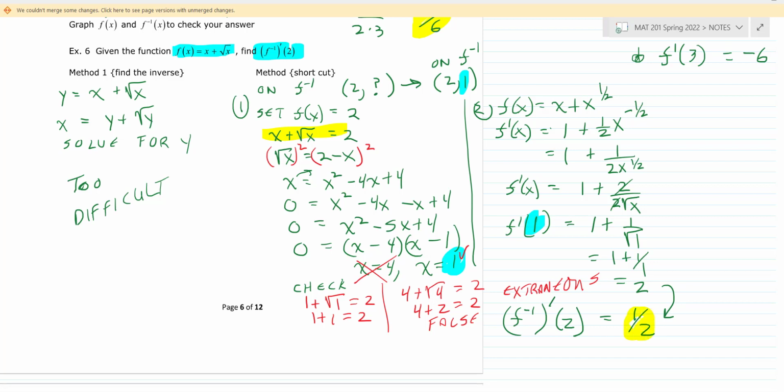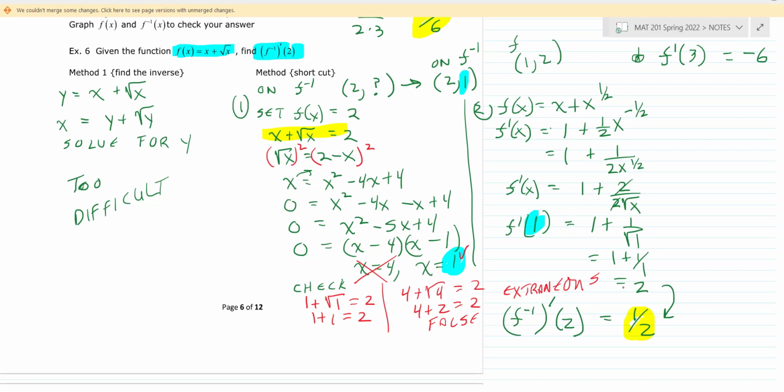So the shortcut on this is, if you're finding this, you have to find the y value on the inverse when x is 2. How I do that indirectly is set the function equal to 2, solve for x, and we got x equals 1. That was the key. So that means you have the point 2, 1 on the inverse, which means on f you have the point 1, 2. So you can do the derivative of f of x, which we did, evaluate that at 1, and then take the reciprocal of that to get the derivative of the inverse at x equals 2. That's how that works out.